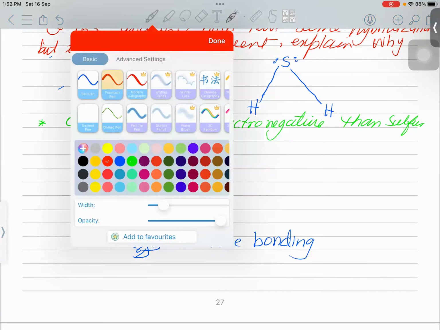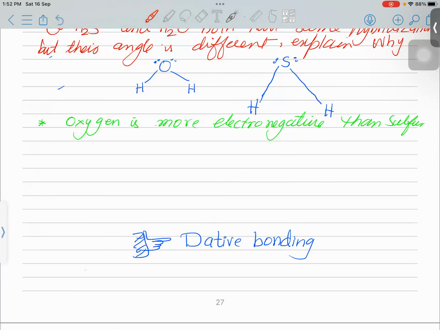So which one has smaller bond length? Electronegativity means power to attract the bond pair. So which bond length is smaller, OH or SH? OH. Point number 2: OH bond length is smaller than SH.